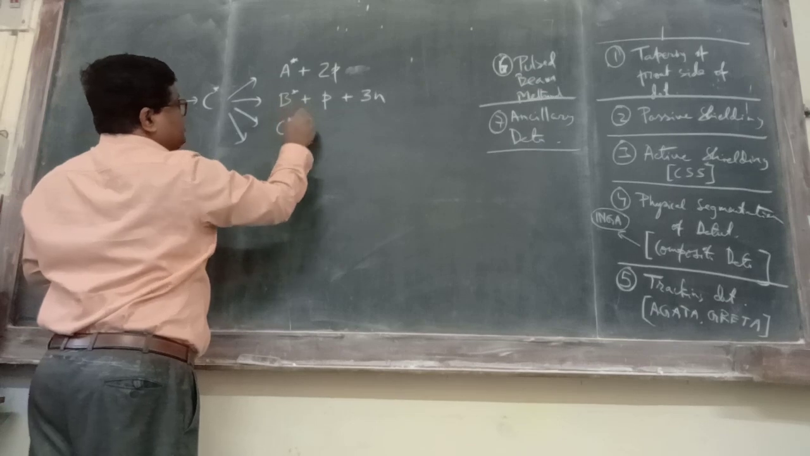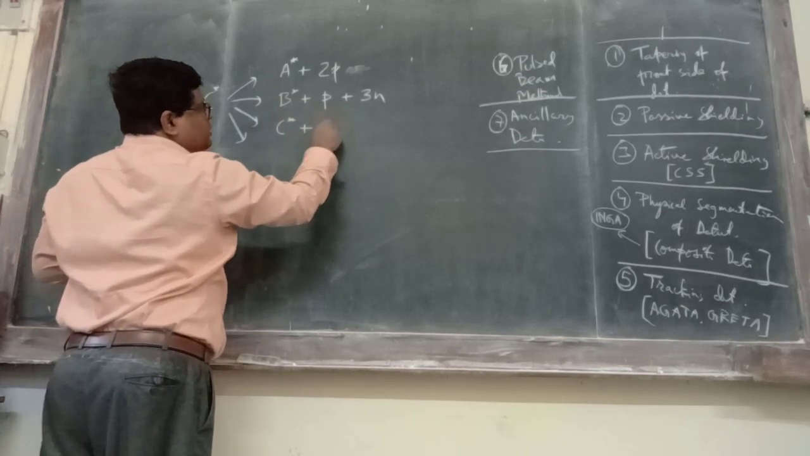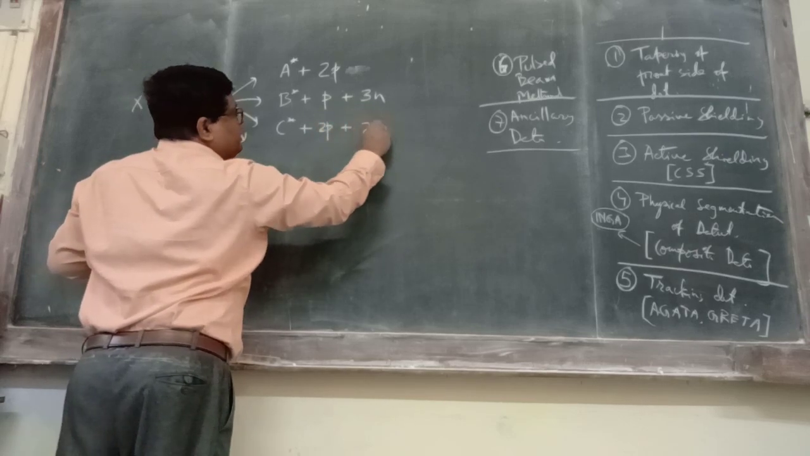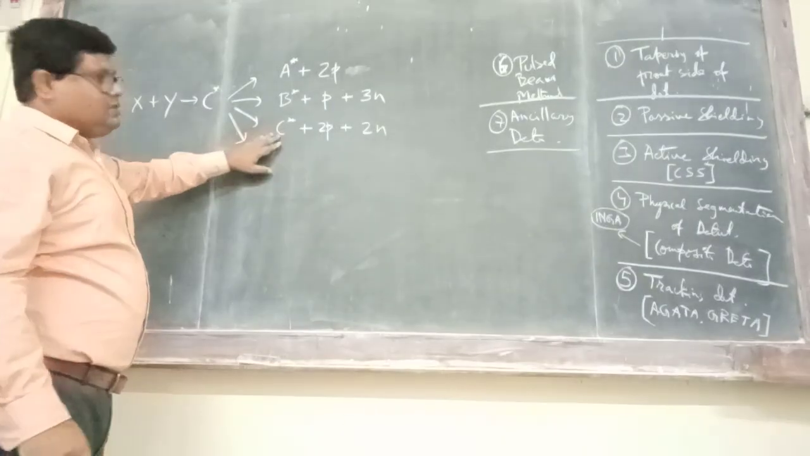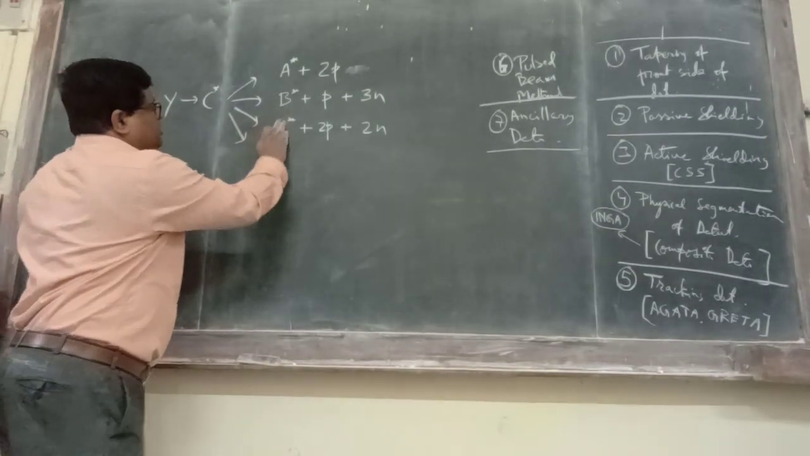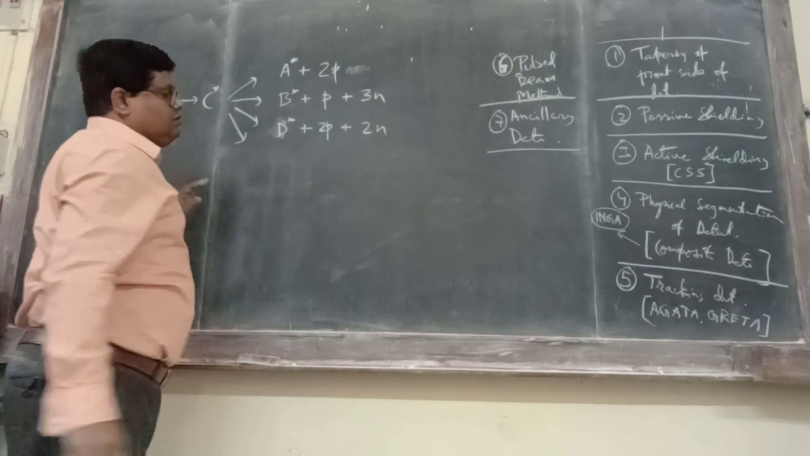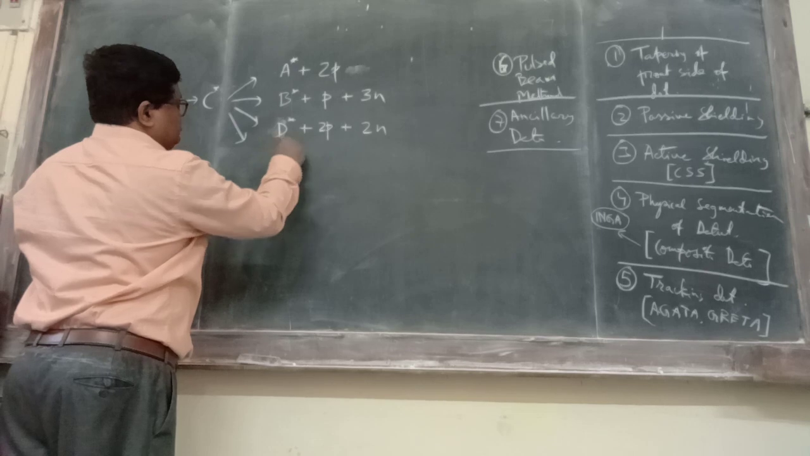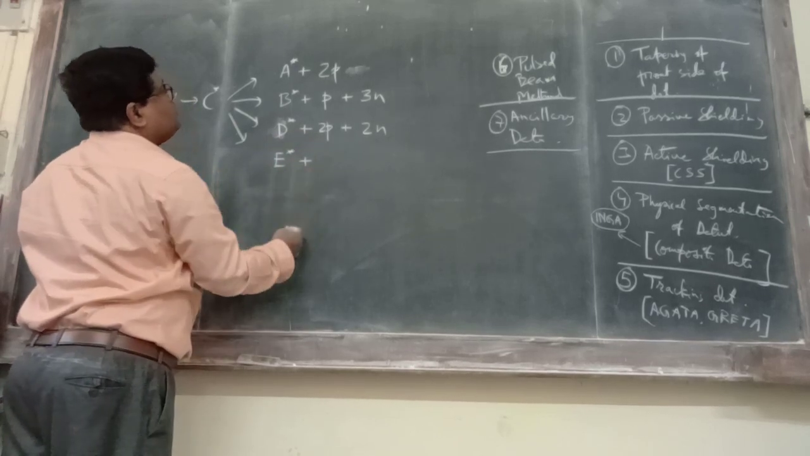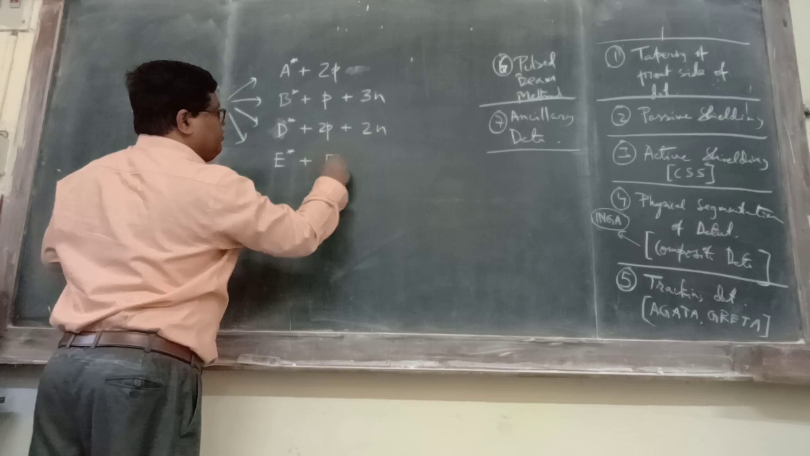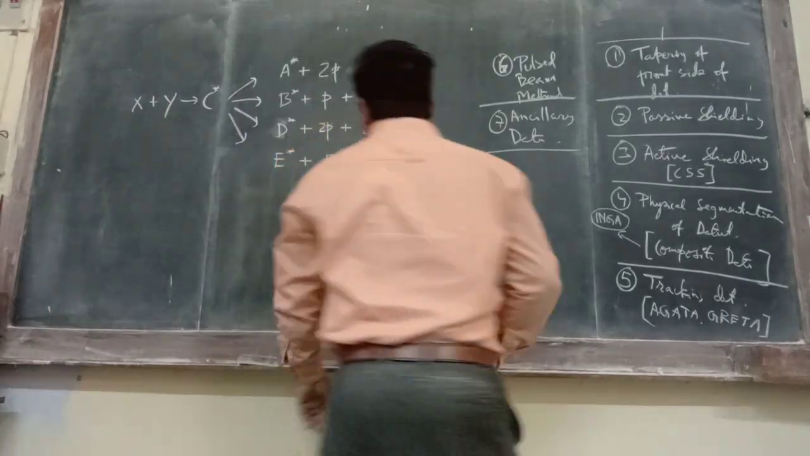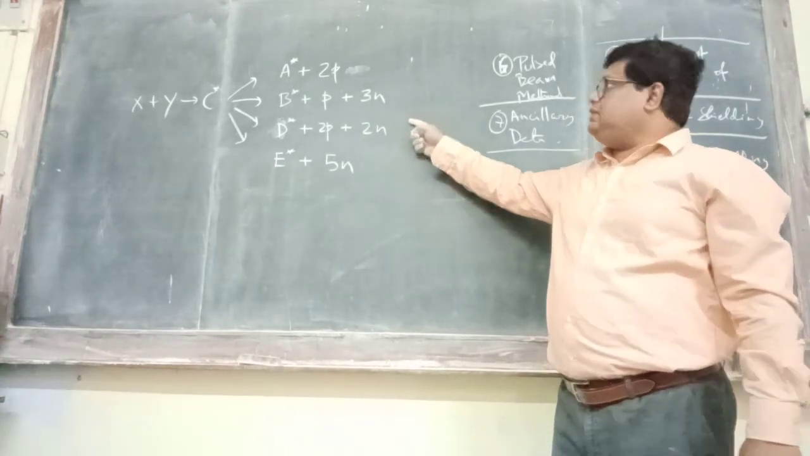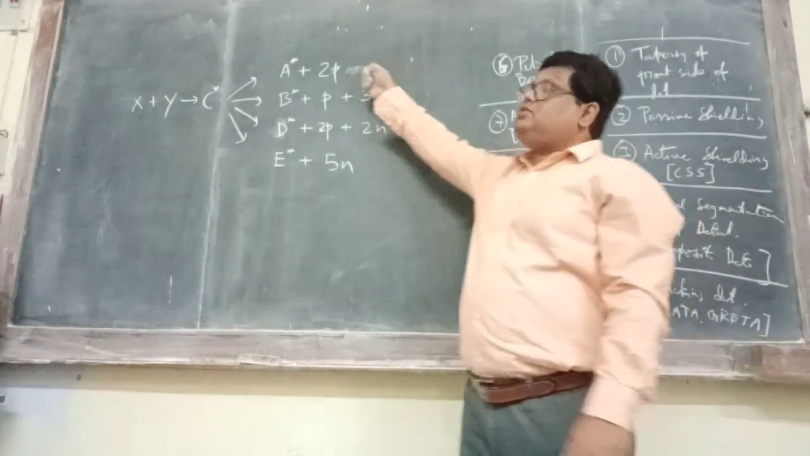Next, C star plus 2P plus 2N. Oh, no, let me use some other letter. Yeah, D star. And the fourth one, let me use, say, E, plus 5N. Now, we say this is a 5N channel, this is a 2P2N channel. We say like this. This is a P3N channel, this is 2P channel.